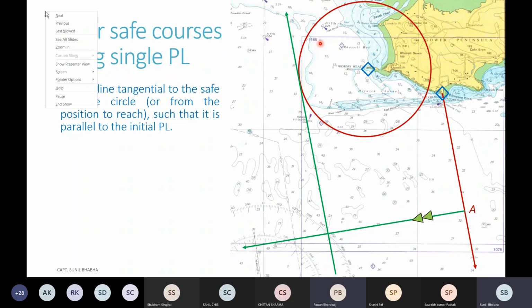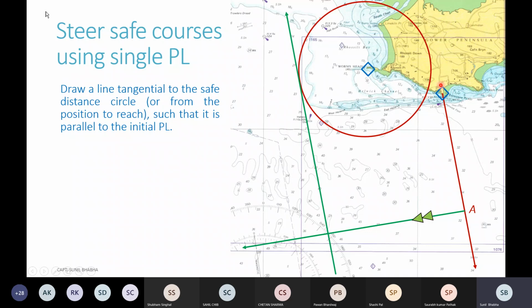Okay, sir. So if there is an option, there will always be two options. You can have two tangents to this particular circle which are parallel to the initial PL. We will pick up the one which is in navigable waters, so in this case, the outer one. That is why the other one is not picked up. Tangent line to the safe distance circle, and this is parallel to our initial PL.